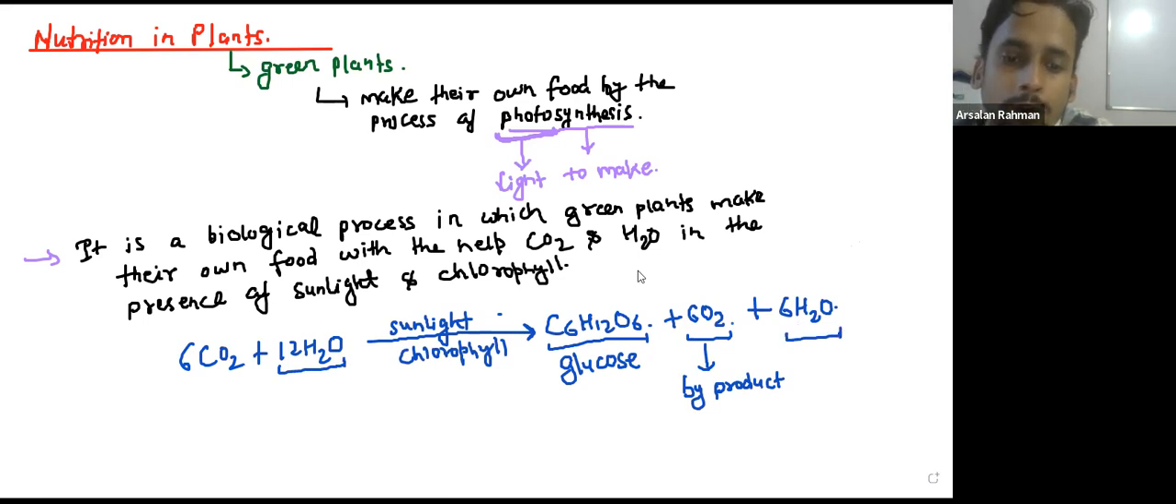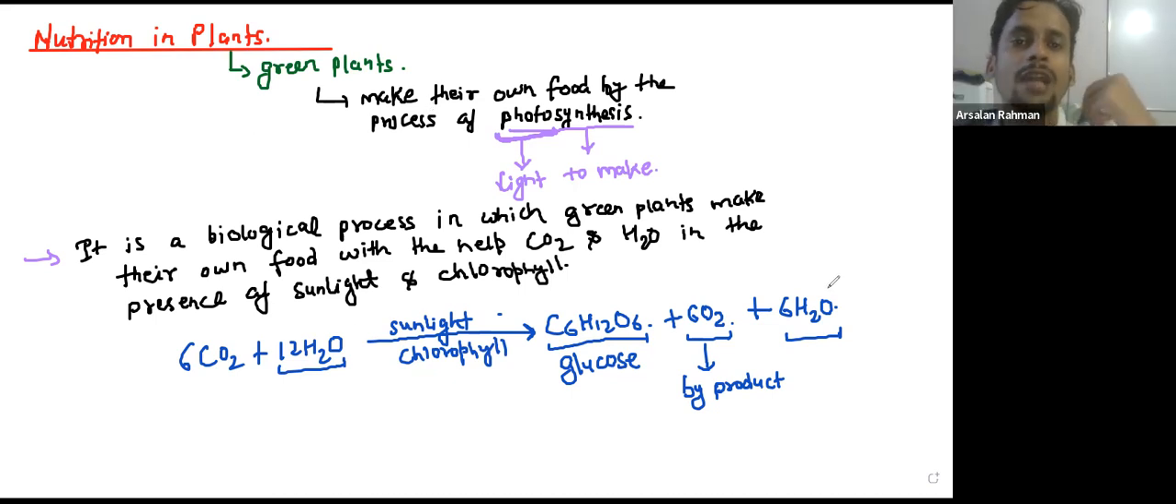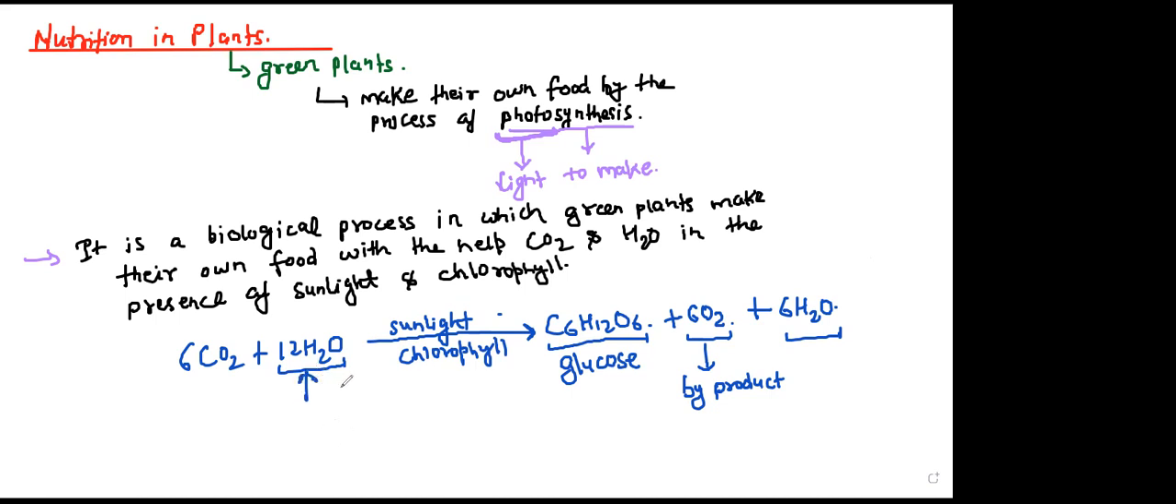So water molecule required in photosynthesis is 12 or 6? Water molecule required during photosynthesis is 12 molecule or 6 molecule? 6. No, actually it's 12 molecule required. We get 6 molecule as a reaction product. But how many molecules are required? 12. Okay. So we will say 12 molecule.